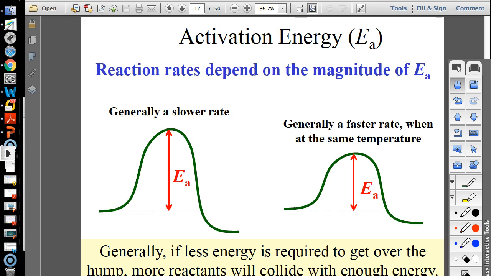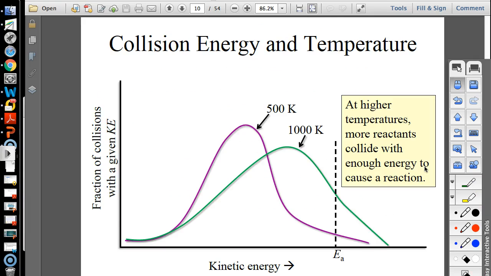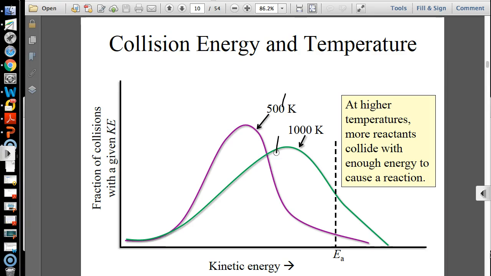Now look at it here. If we go back to the Maxwell-Boltzmann distribution, see how this is the lower activation energy? That would mean that second graph that had a shorter peak, the activation energy would be somewhere right here, and then I'd have a larger portion of the molecules that have enough energy to overcome the activation energy. See how those tie together?